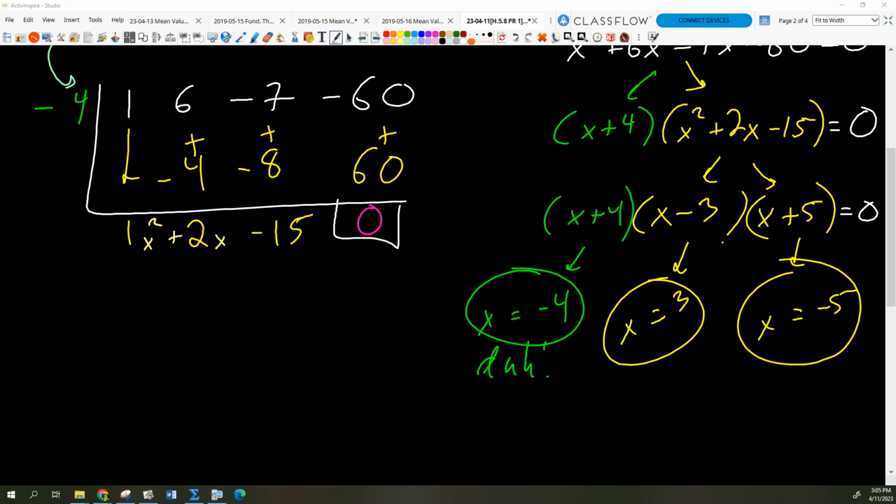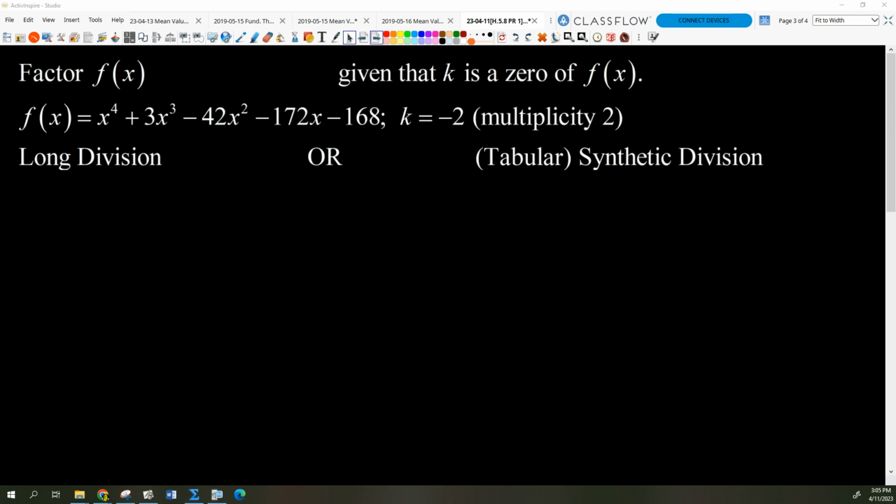Good? Okay, make sense? Let's look at one more. How about this guy? So what do they want us to do? They want us to factor f of x. They don't really want us to find zeros this time. They just want it factored, broken apart into factors.